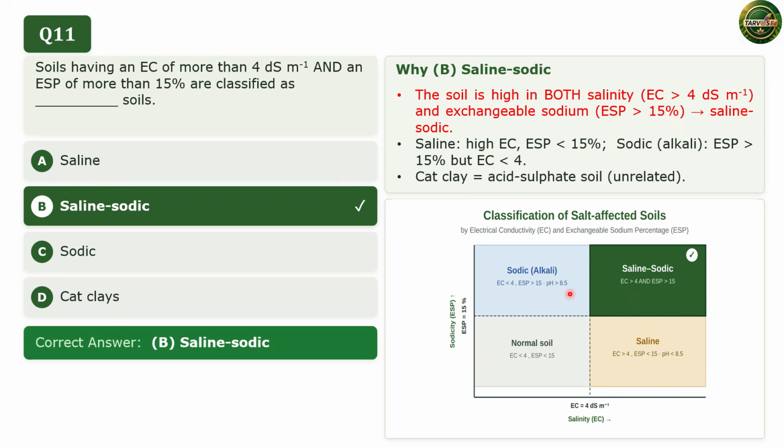And in case of saline-sodic soil, EC will be more than 4 and ESP will be more than 15, but pH will be less than 8.5 because the higher salt content will suppress the effect of sodium and keep the pH under check. But under the event of leaching, the salt content will get leached, and as the sodium dominates, the pH will increase to more than 8.5. And coming to the catalase, it is called acid sulfate soil. It is unrelated. The catalase are an acid problem, while the other three options are salt problems.